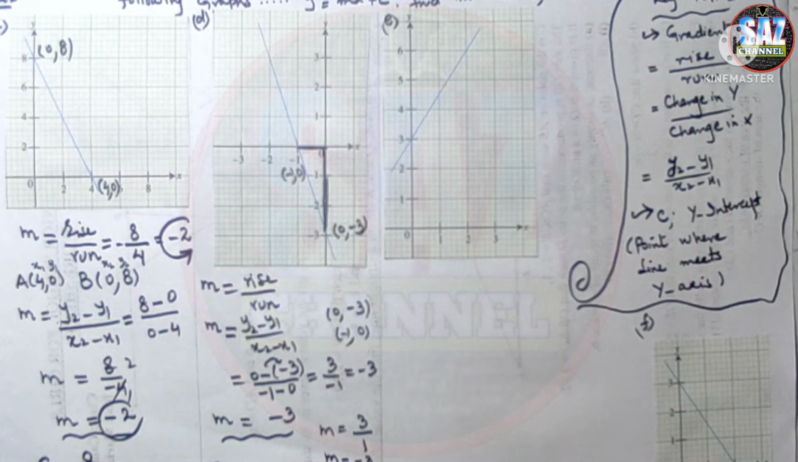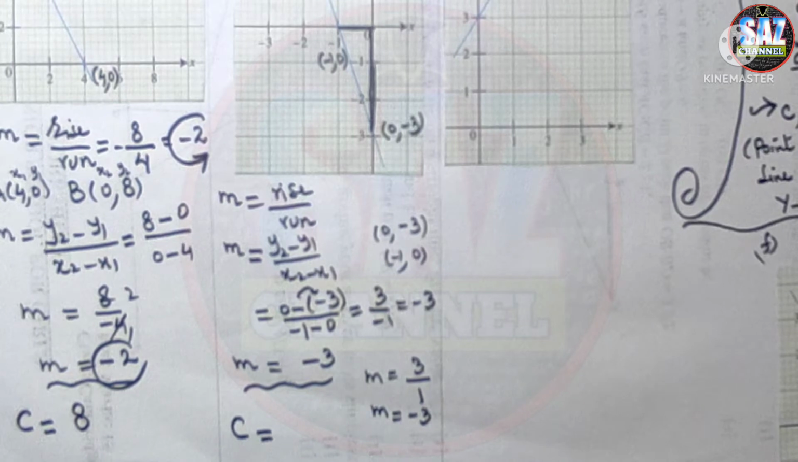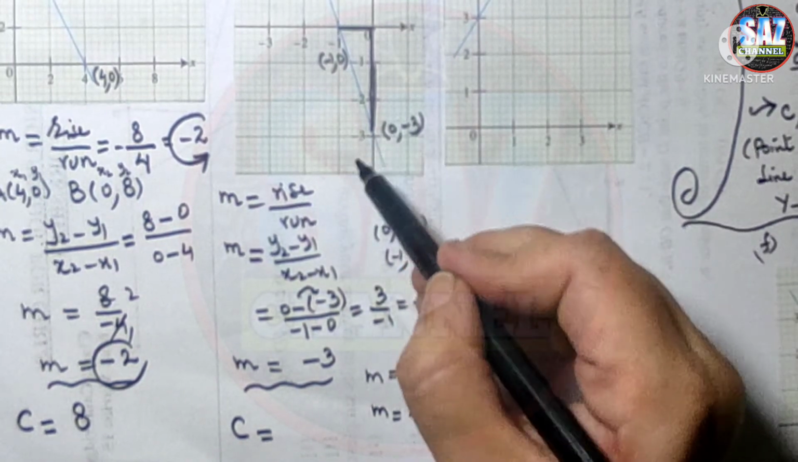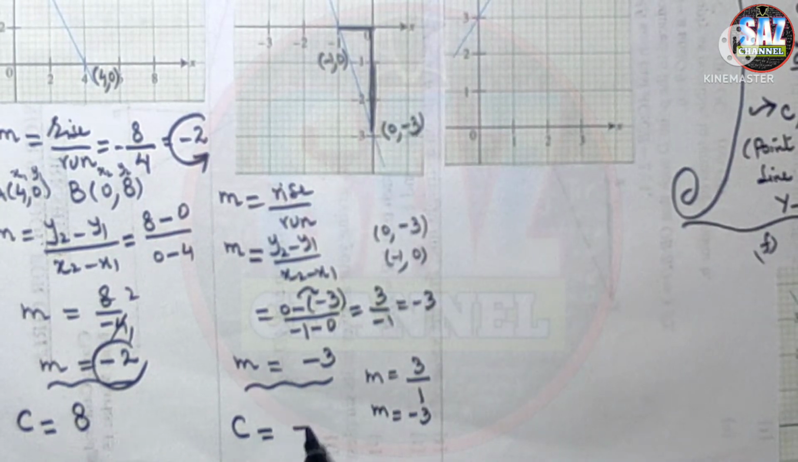And now let's talk about C. What was C? C, the y-intercept, the point where the line cuts or meets the y-axis. C is equal to -3. Really easy questions. And let's move to the next part.